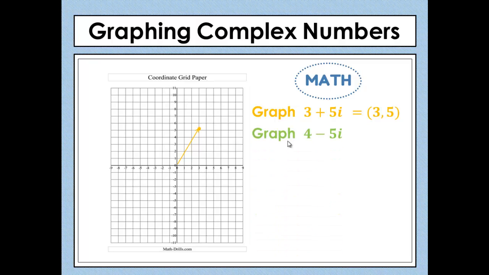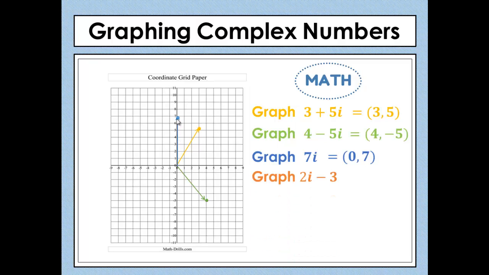When I do 4 minus 5i, 4 is my real part, and negative 5 is my complex part. So I go over 4 on my real axis, so on what we would think of as our x-axis, and I go down to negative 5 on our complex axis and plot the point at 4, negative 5. For 7i, there is no real part, so my real part is 0 and my complex part is 7. So I go to 0, 7, so again 0 on the real part and 7 on the complex or imaginary part.